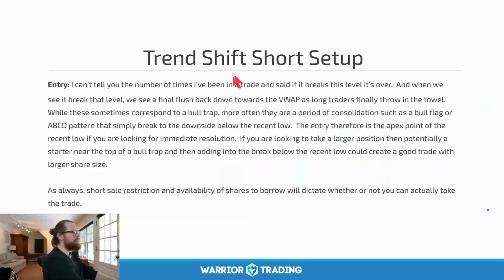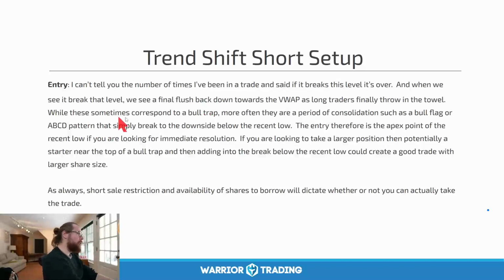So the trend shift short setup. I can't tell you the number of times I've been in a trade and said, if it breaks this level, it's over. And then when we see it break that level, we see this final flush back down towards the volume weight average price as long traders just sort of finally throw in the towel and say, all right, that's enough. It's not working. I give up.